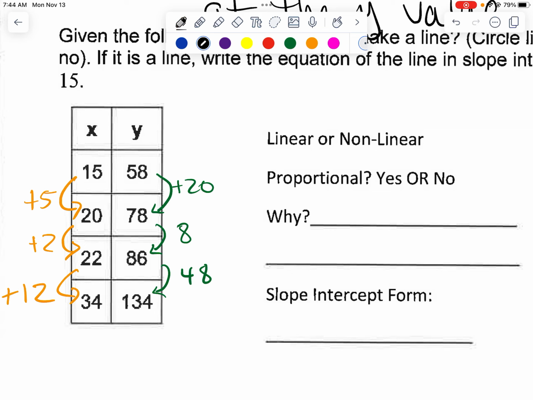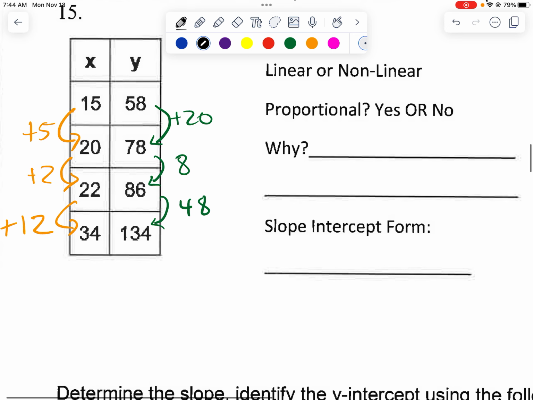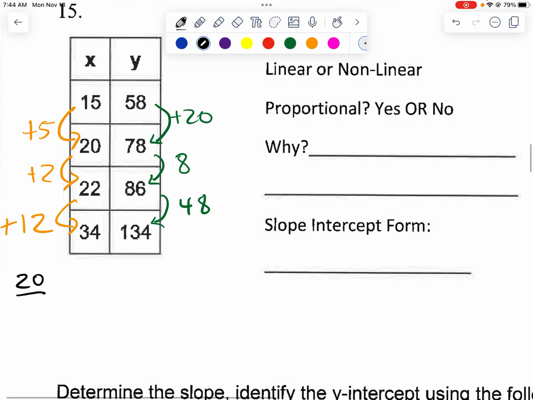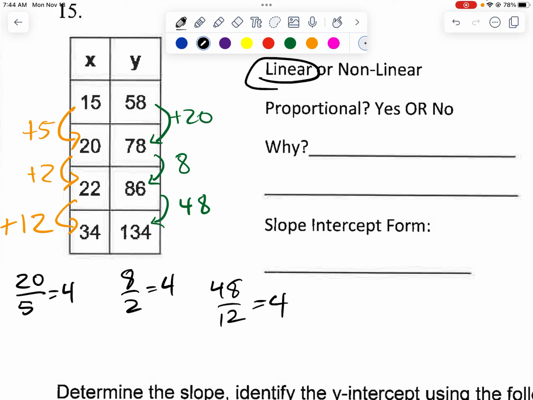So if I was to look at this, 20 over 5 would get me 4. 8 over 2 would get me 4. And 48 over 12 would get me 4. Yes, it is linear. Is it proportional?